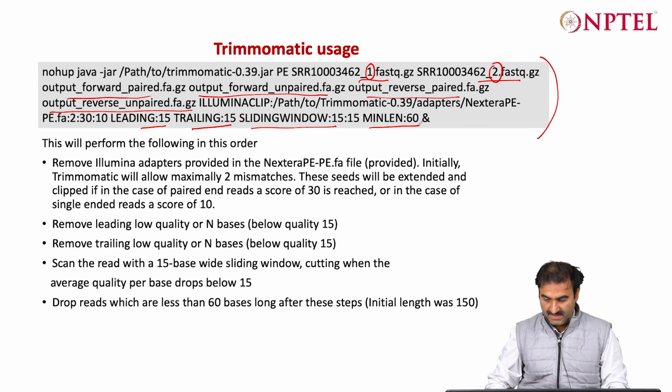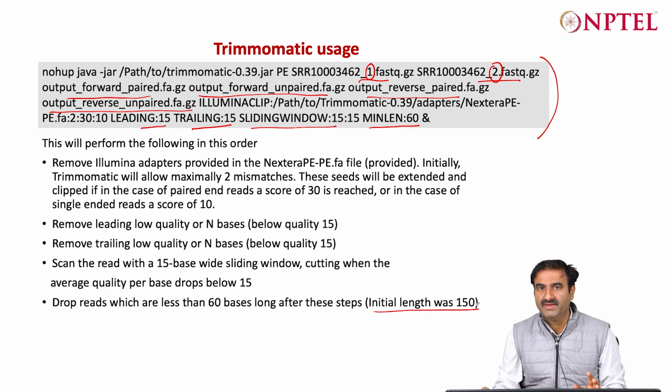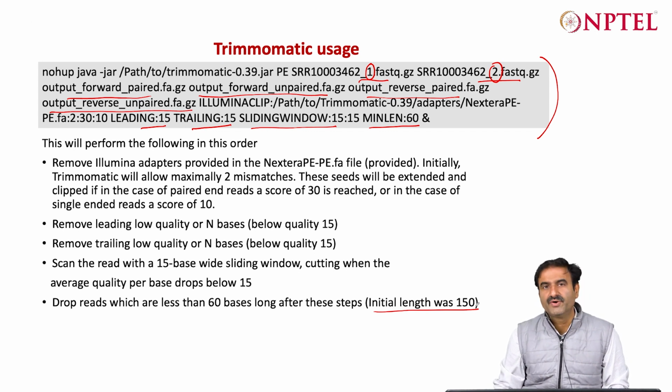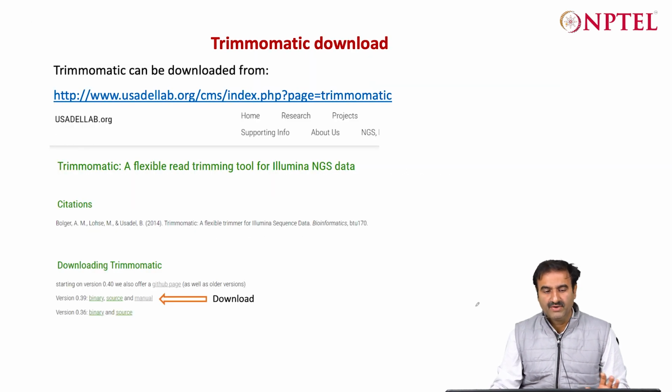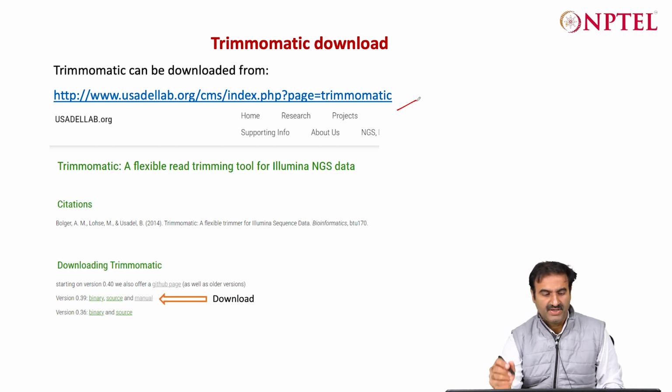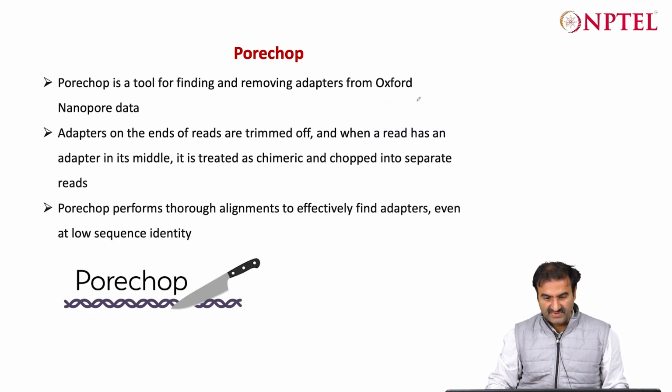Okay. So basically you should also note that the initial read length you start with was 150 in paired end, for example, but after doing all the trimming and quality filtering, you are left with 60 base pair, which is also okay, because you don't want to lose a read that is coming from a genomic region, and if you discard too many reads, you will miss out on genomic regions. Okay, so it can be downloaded from the web using this site.